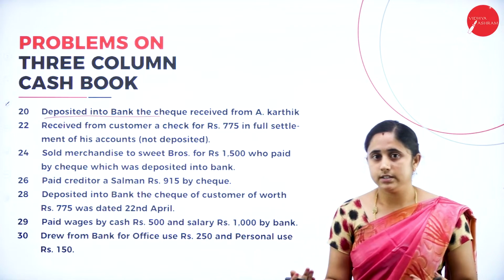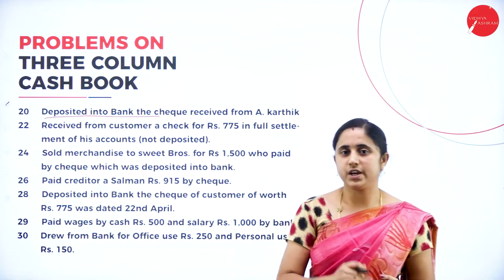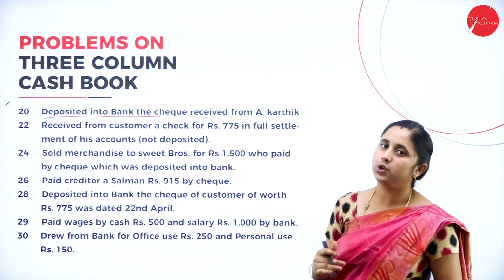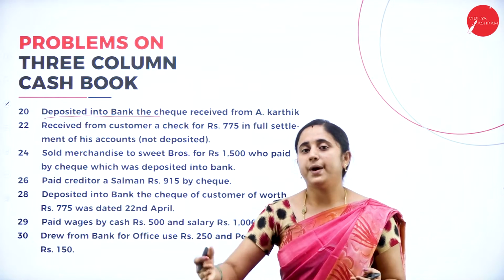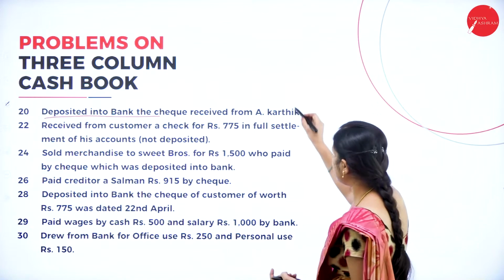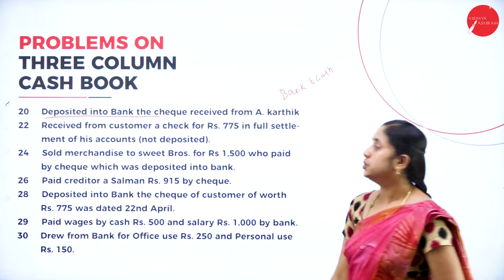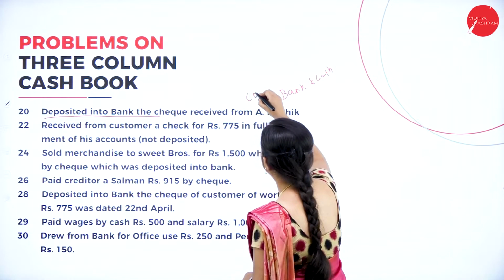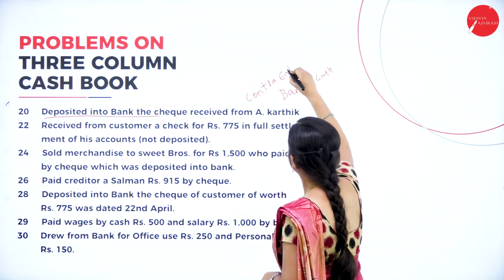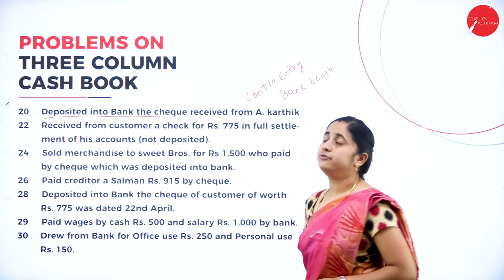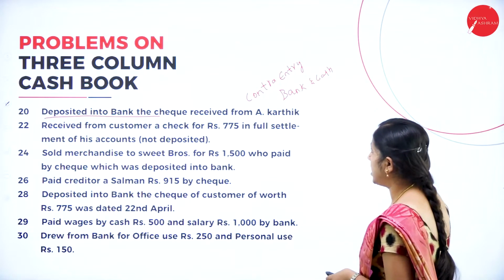So this is the transaction between bank and cash. That means when you deposit the check into the bank, the amount will be credited to your account, or you will withdraw the cash. So this is the relationship between your bank and cash. Bank and cash are both involved in this transaction, so this is the contra entry. Now you all know what a contra entry is, and how you should pass the entry for it.